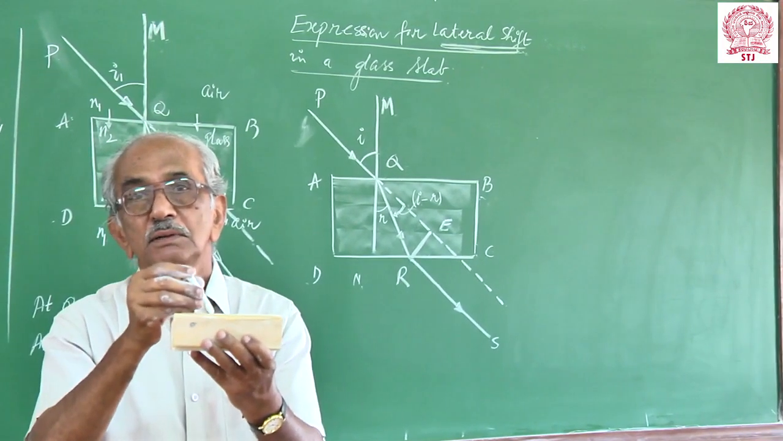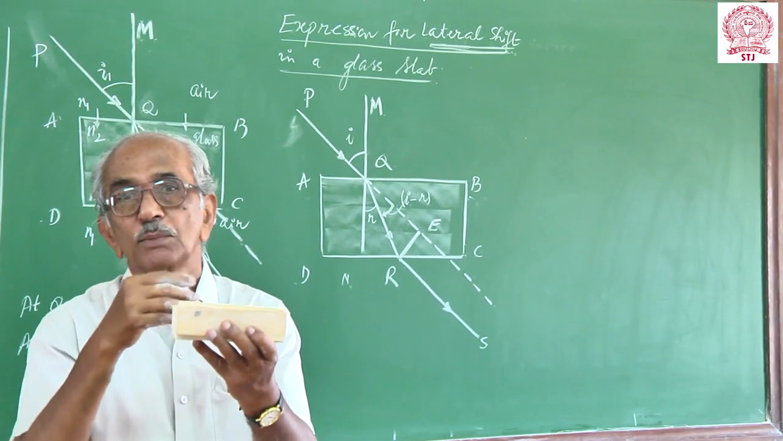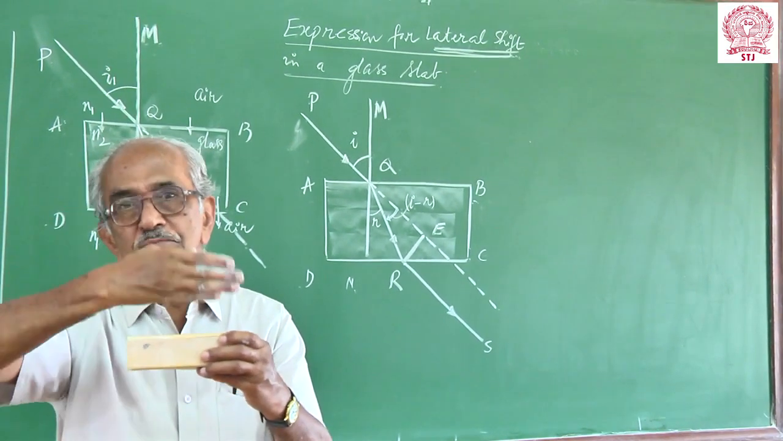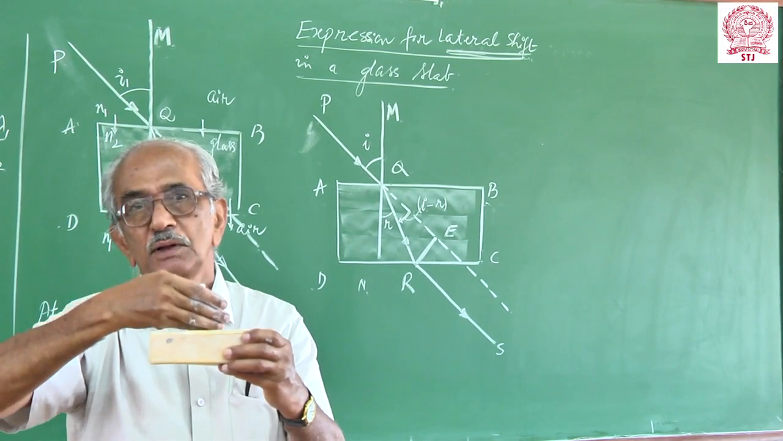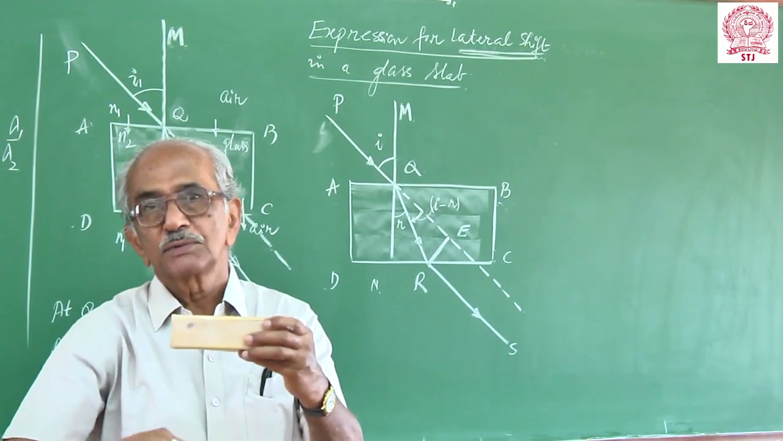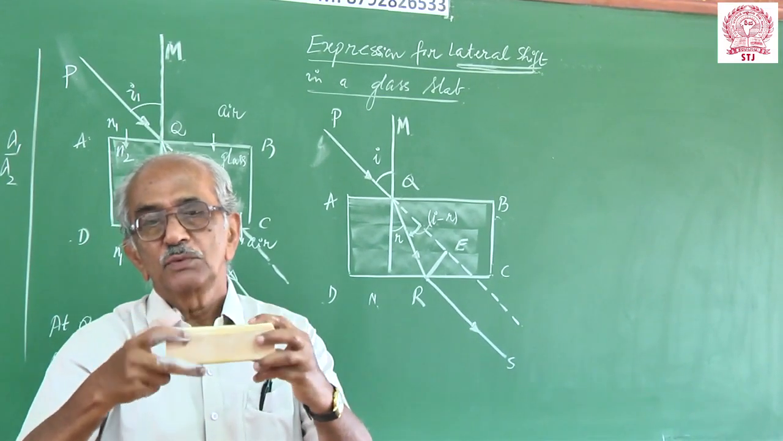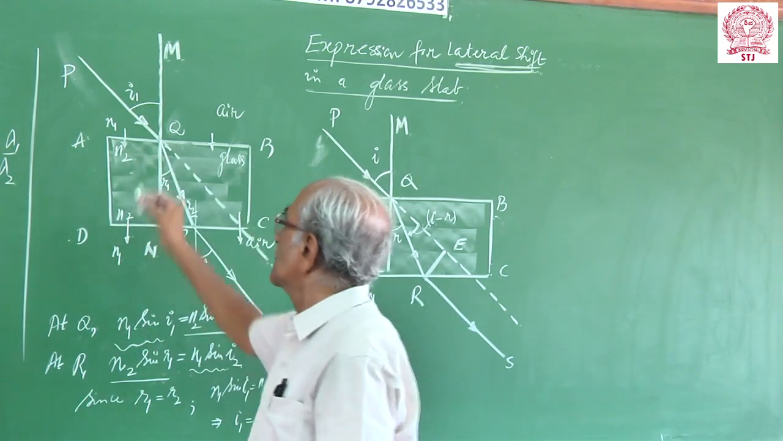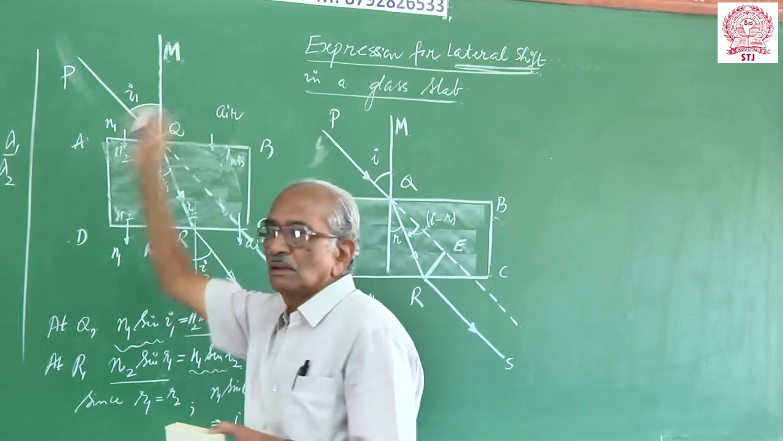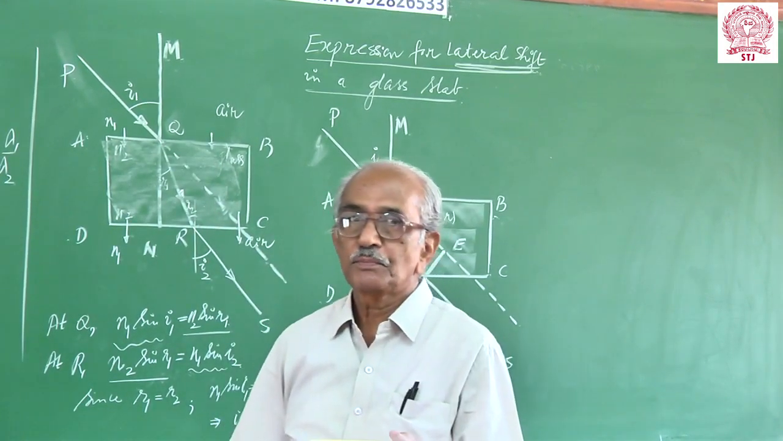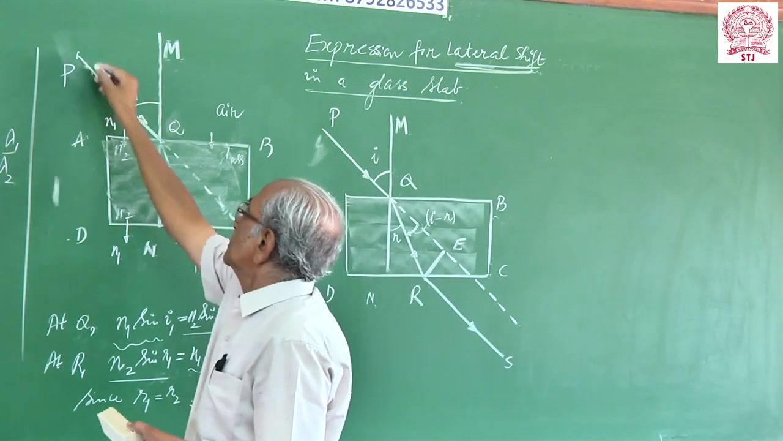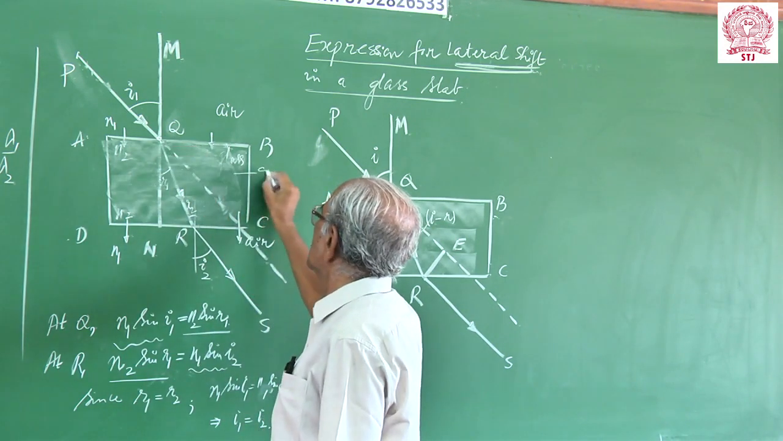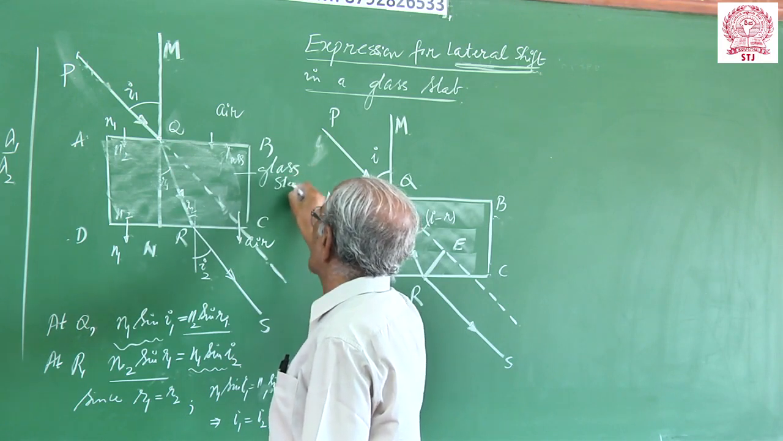Now, remembering that the incident ray, the refracted ray, and the normal all lie in the same plane, I need not write a three-dimensional figure. I take a plane. The plane contains the incident ray and the normal. That is the plane of incidence, and that contains all the refracted rays. So I have a plane of this slab, which is called the principal section. So I have only this, what you see here. Now this is the principal section of the parallel-sided glass slab. Consider a ray of light, P2. Now this is a glass slab placed in air.